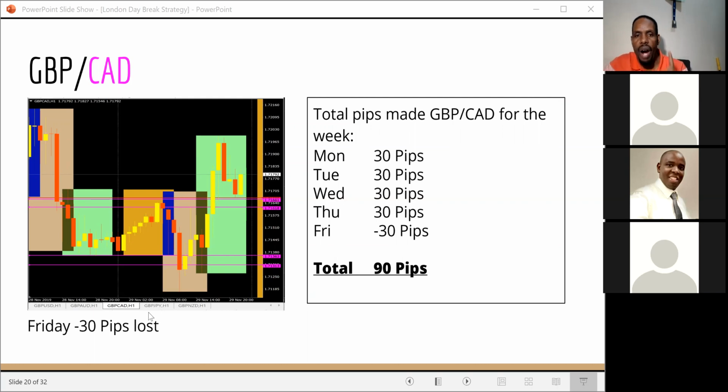Yes, the first hour candle of the New York session. That is New York, 8 to 9 a.m. London, which is basically 11 to 12 Kenya time.